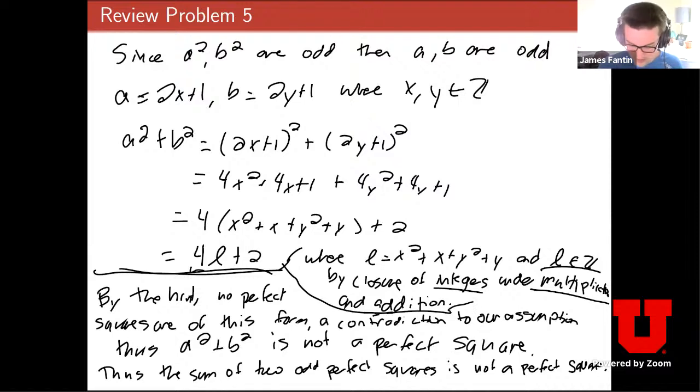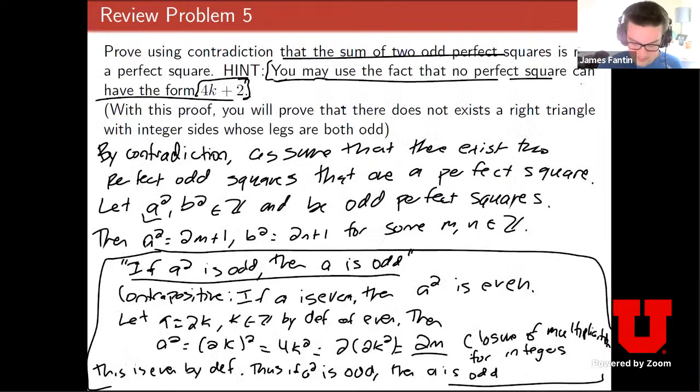Yeah, really good question. I nearly forgot it. Make sure to point out where you get a contradiction. If you're doing a contradiction proof, you should make it clear where the contradiction is, right? This is our contradiction. We assumed that a squared plus b squared was an odd perfect square, right? We assumed that there exist two odd perfect squares that have a sum of a perfect square.